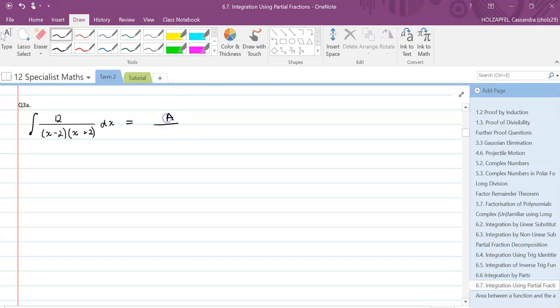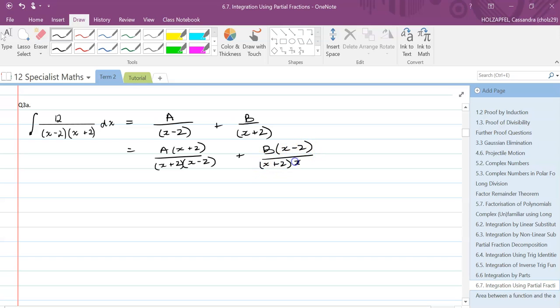So if I have a over x minus 2, which is one of my factors, plus b over x plus 2, what we want to do is find the values of a and b now. In order to get these to add together, they need to be like fractions. In other words, we need to cross multiply so that they have the same denominator. So this is going to become a times x plus 2 over x plus 2 times x take 2, the same as our original denominator, plus b times x minus 2 over x plus 2, x minus 2.